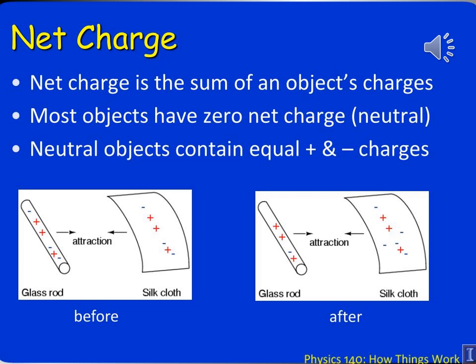The charge is neutral. Neutral objects contain equal positive and negative charges. The first diagram shows the state before the process of attraction between the glass rod and silk cloth, and the second diagram shows the state after the process of attraction between the glass rod and silk cloth.